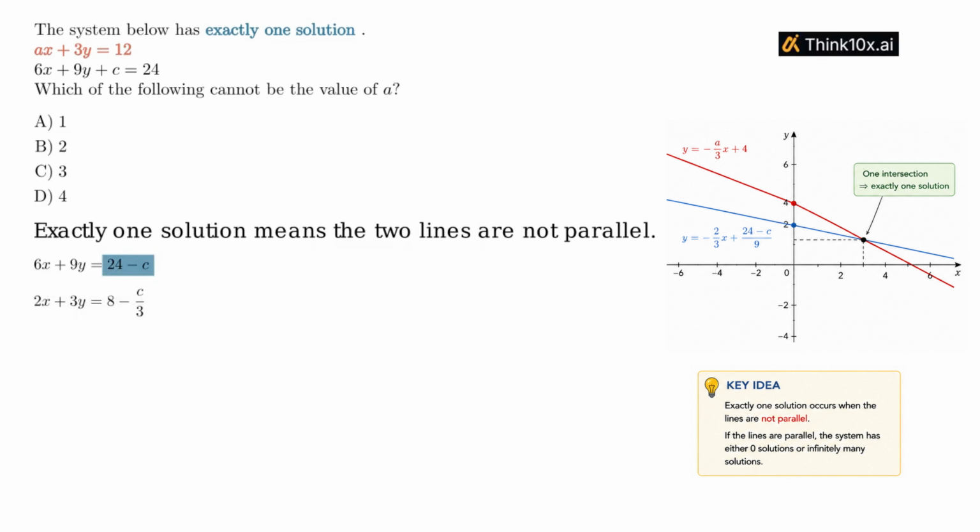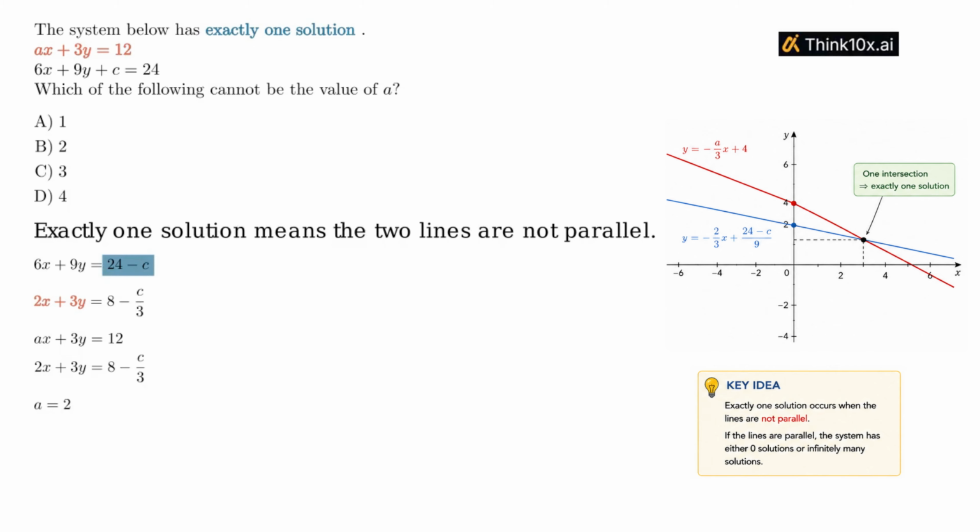Now I notice both coefficients on the left are divisible by 3. Dividing by 3 doesn't change the solutions. It just simplifies the equation so we can compare it directly to the first one. This left side is the key piece to compare with the first equation's left side. Great. Now compare the two equations. The first line has a times x plus 3y. The second line has 2x plus 3y. If the lines are parallel, the x and y coefficients have to be in the same ratio.